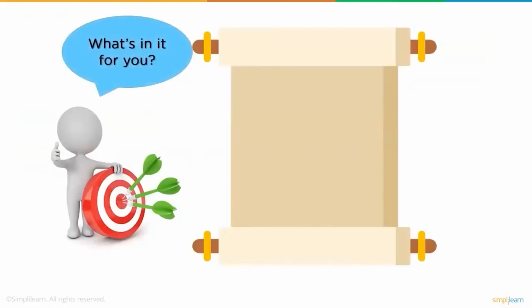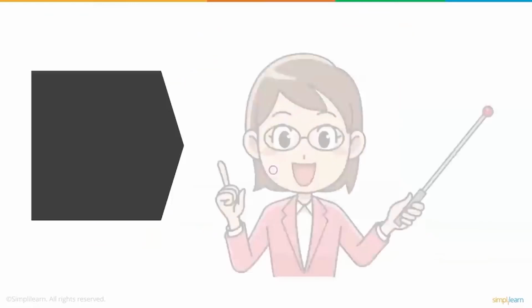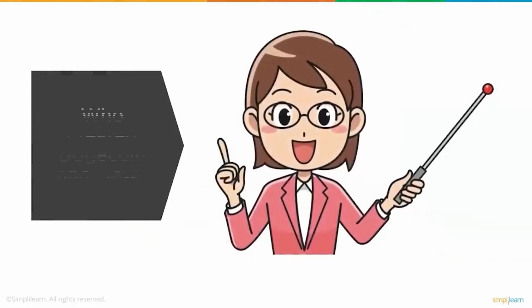In this video, we will come across the following topics. First, we will see the origin of Dogecoin, and then we will understand what Dogecoin is and how it exactly works. Then we will see what led to the growth of Dogecoin. What are the areas of use of Dogecoin? Then we will figure out the current value of Dogecoin today. And lastly, how can we buy it? Let's start with the origin of Dogecoin.